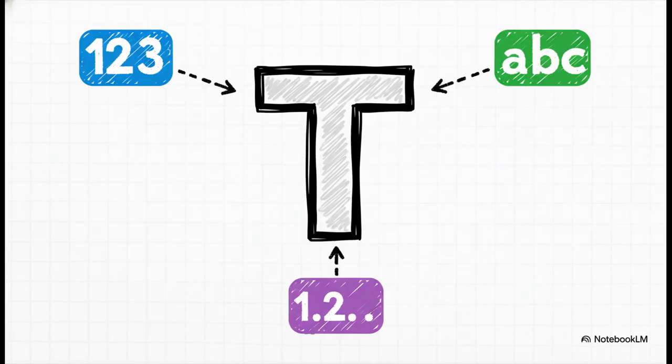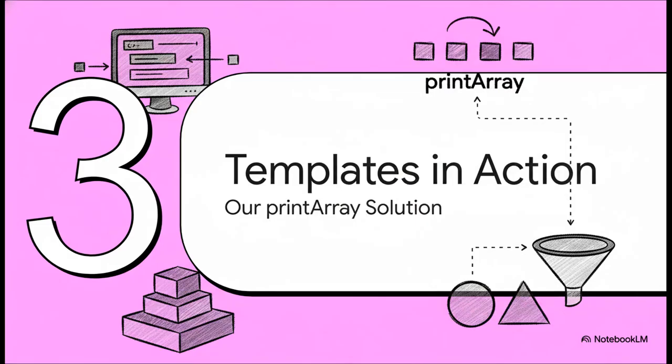The real magic starts with this bit of syntax right here: template typename T. That capital T is the star of the show. See, T isn't a real data type. It's just a placeholder. Think of it like a variable, but for a type. It's a stand-in for int or double or char that the compiler is going to fill in for us later. All right, enough with the theory. Let's see how this actually works and use it to solve our original print array problem once and for all.